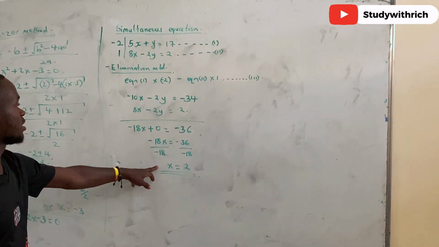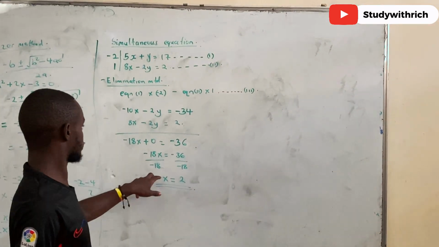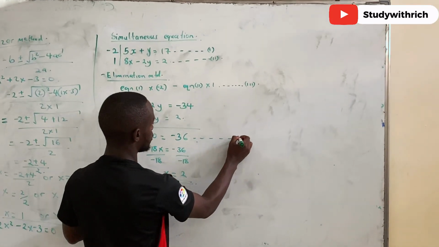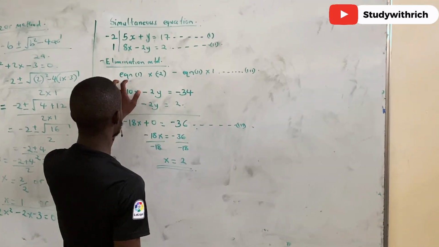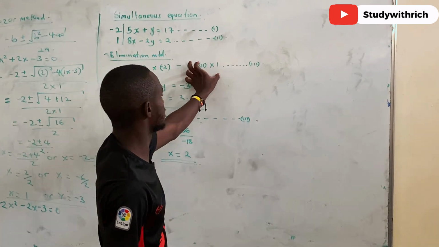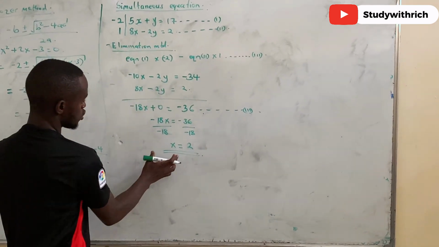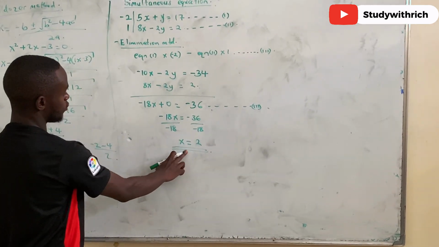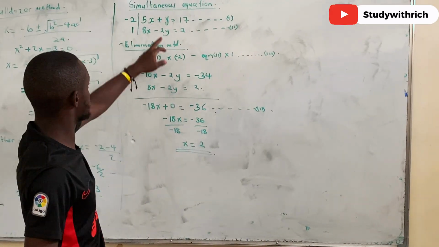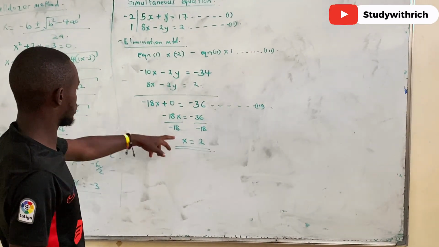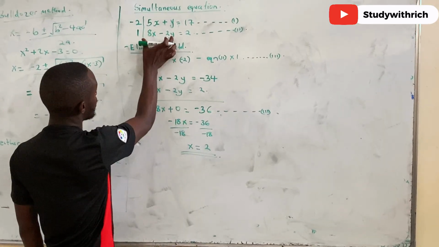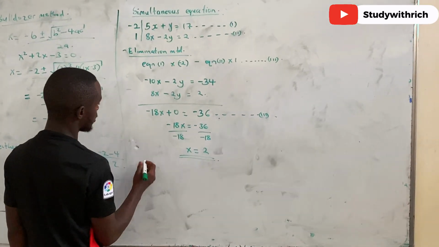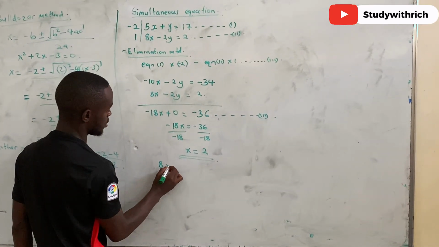So after finding this, which is equation 3, we subtracted the equations to get equation 3. Now after getting the value of x, I'm going to substitute it in one of the equations in order to get the value of y. Let me use the second equation. It seems easier.